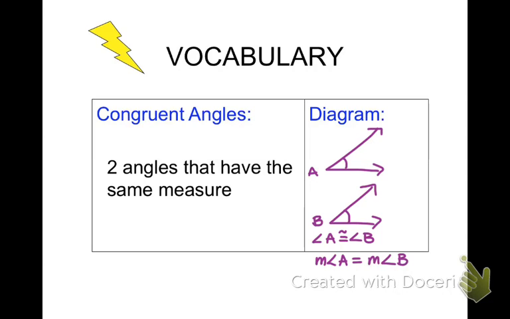So what would be the pair of congruent angles? A would be congruent to what? B. C would be congruent to D. And you can put as many little lines as you need into an angle to show your congruency.